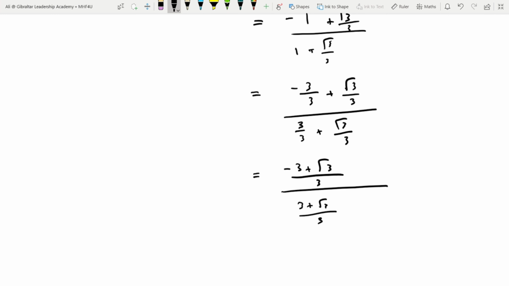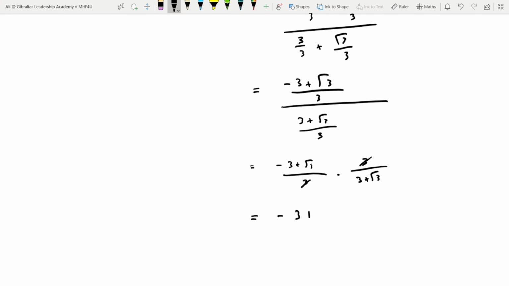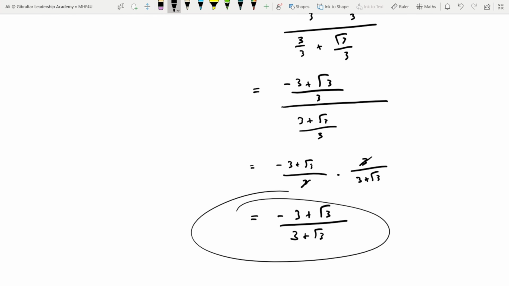Now we have a fraction at the top divided by a fraction at the bottom. So in order to simplify that, we're going to multiply by the reciprocal of the denominator. So it'd be 3 over 3 plus root 3. The 3's would cancel out, and we're left with just negative 3 plus root 3 over 3 plus root 3. Okay, and that would be the equation for tan of negative 5 pi over 12. That would be the exact value equation.